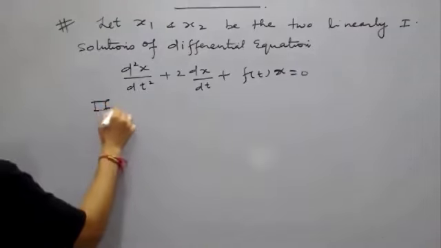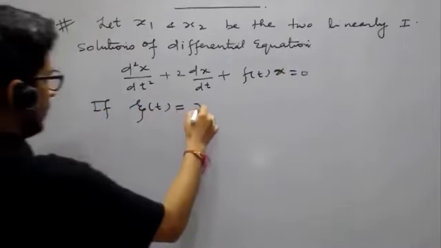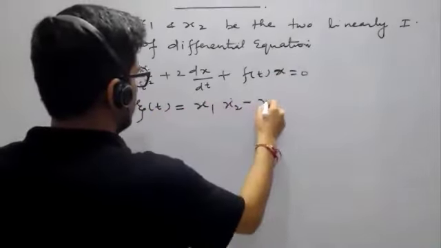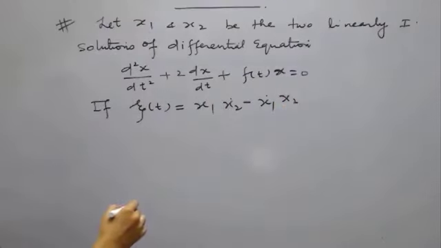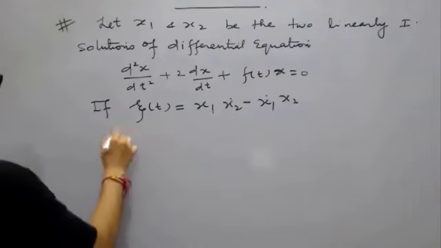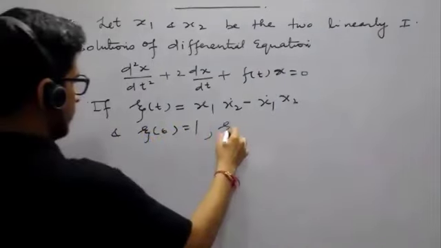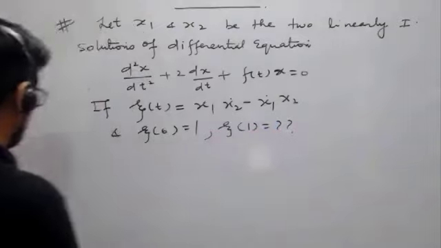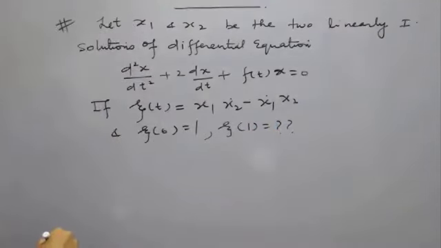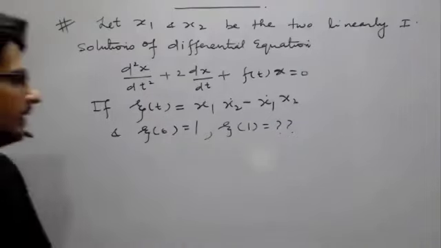And if xi of t is given by x1 x2 dot minus x1 dot x2, and xi 0 is given as 1, they have asked xi 1. Xi 1 is question mark. Okay, so this is the question. Please see carefully.